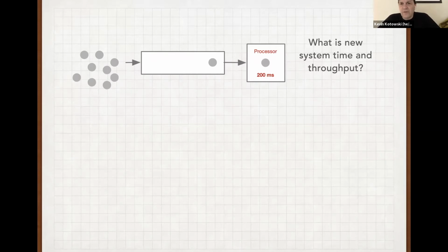Okay, any thoughts on the number of processors? Okay, any thoughts on new system time and throughput?